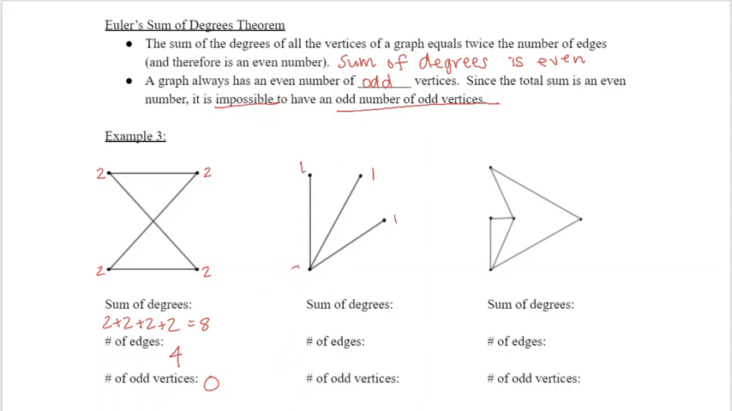Going on to the next one. The sum of the degrees, 1 plus 1 plus 1 plus 3, is 6. We have 3 edges, and we have 4 odd vertices.